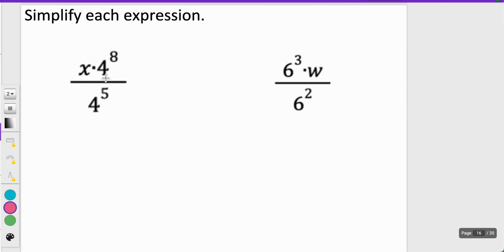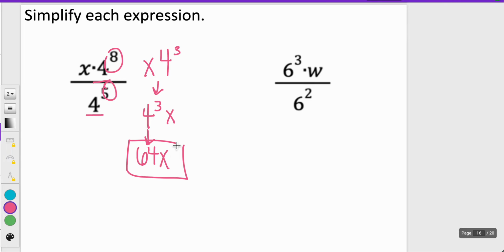What we learned yesterday is if we have the same base and we're dividing powers, we can just subtract the exponents. So x doesn't have any other base to go with it, but 4 does, and I'm going to be able to subtract 8 minus 5 and get 3. So the best way to write this is the constants go in the front, so 4 to the third times x, and then 4 cubed is actually 64, so I'm going to get 64x.